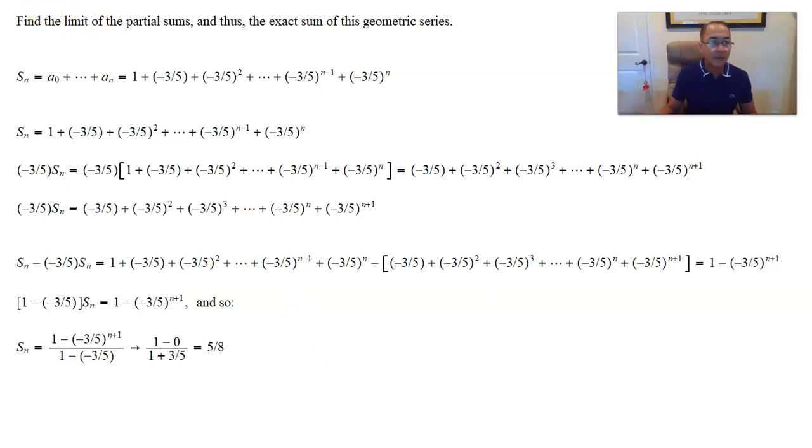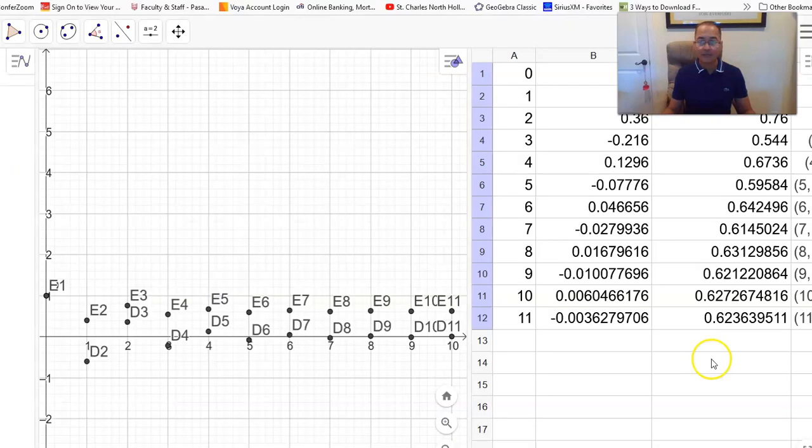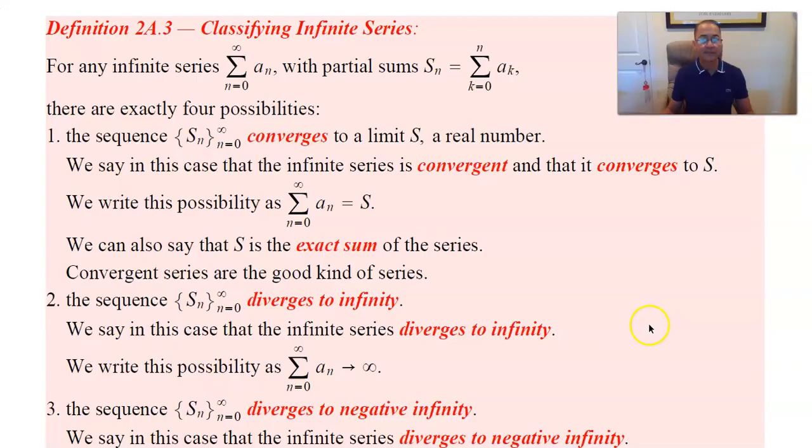What is 5 over 8? It is approximately 0.625. Oh, okay. So let's go back to our spreadsheet and check that that is a reasonable answer. Oh, there you are, 0.6236. So yes, 0.625 is indeed a most reasonable answer. Yahoo!